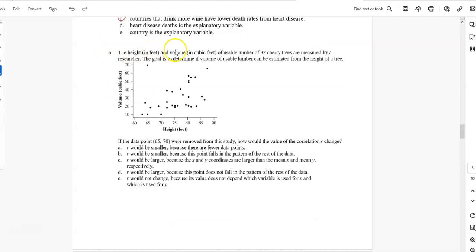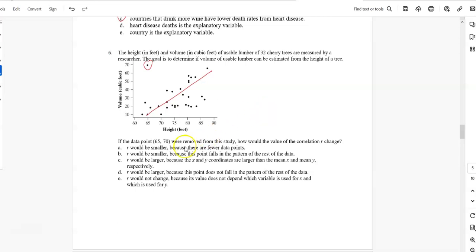The height in feet and volume in cubic feet of usable lumber of 32 cherry trees are measured by the researcher. Determine whether the usable lumber can be estimated from the height of a tree. So we use height to measure volume in cubic feet. It does look to have maybe linear there. If the data 65, 70, so we're talking about that point right there. Wow, that one has a large residual. That looks like an outlier there.